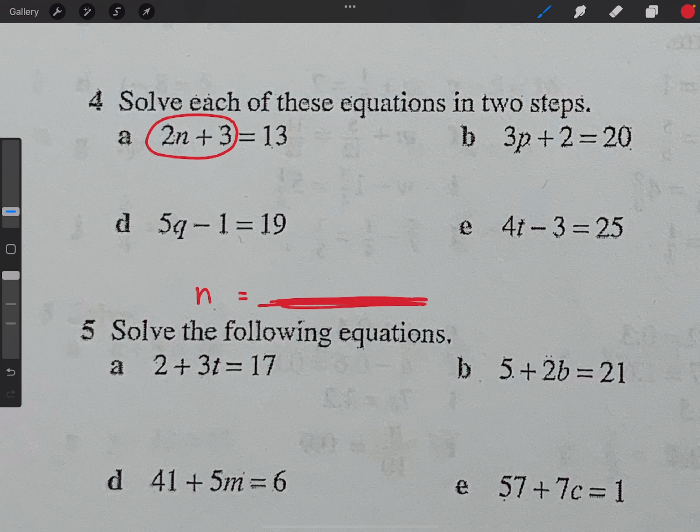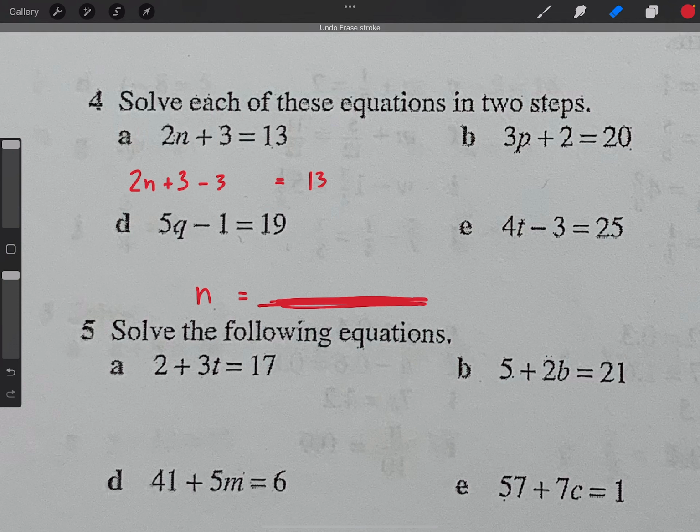But at the moment, there are 2 numbers in the way. You've got the 2 in front of the n, and you've got the 3. We have to get rid of these 2 numbers somehow. First, I would like to take away the 3. Imagine you have 2n plus 3 on this side, and you have 13 on this side. To get rid of this plus 3, we just minus 3, because plus 3 minus 3 is 0, and that's going to disappear.